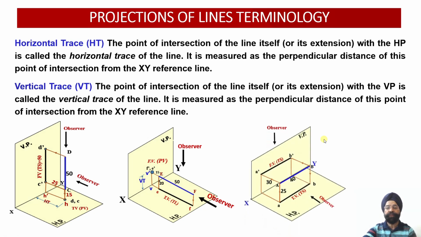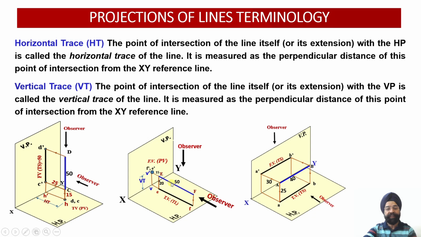Now the illustration for another example, when the line will not have a trace. Here you can see in this case the line happens to be parallel to both VP and HP, and since this line is parallel to both HP and VP, this line will not have any trace.